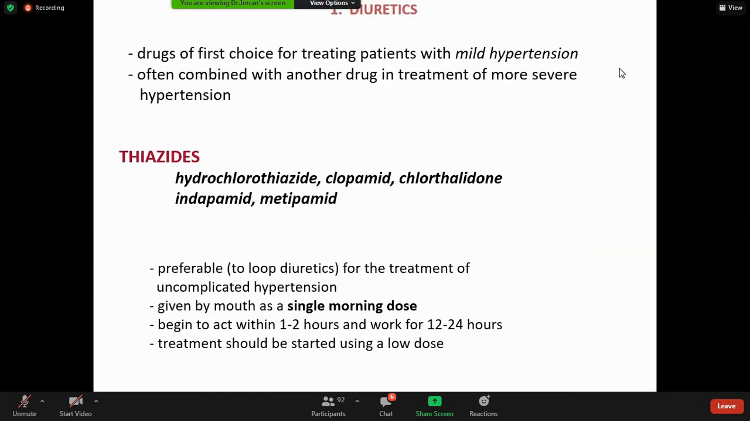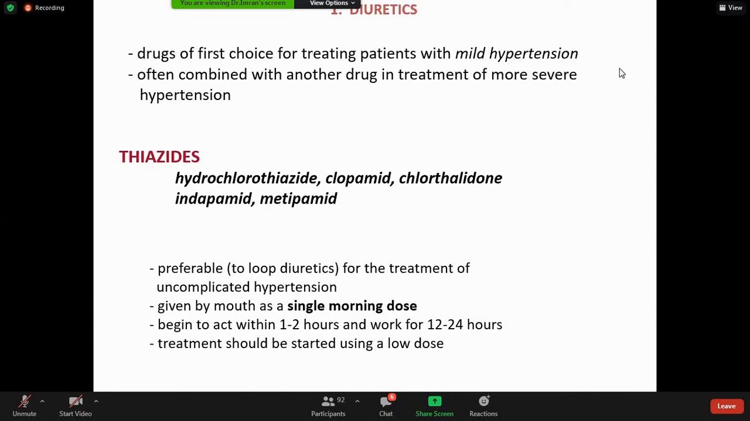Diuretic drugs are the first choice for treating patients with mild to moderate hypertension, often combined with another drug in the treatment of more severe hypertension. Examples of thiazide diuretics: hydrochlorothiazide, indapamide, chlorthalidone, and metipamine. But clinically, we generally use hydrochlorothiazide. It is preferable to loop diuretics for the treatment of uncomplicated hypertension.